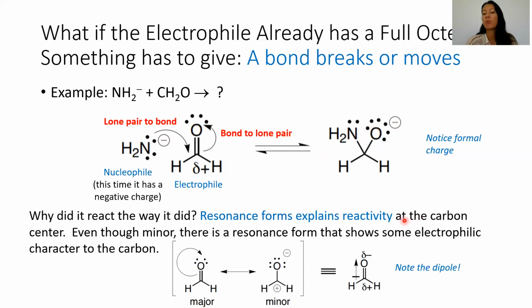Again, the resonance form explains the reactivity at the carbon center. Even though this resonance form is minor, it shows that there's a negative character to the O, but more importantly for us in this reaction, a positive character to the C. So that you could draw a dipole for the CO bond showing partial positive.